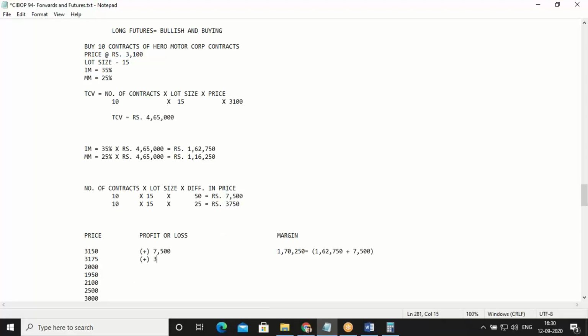Plus 3,750. Now what happens to your margin account? It goes up by 3,750. Yes. Tell me that, I don't have a calculator in front of me. 1,74,000. Okay, 1,74,000. Are all of you clear with this?